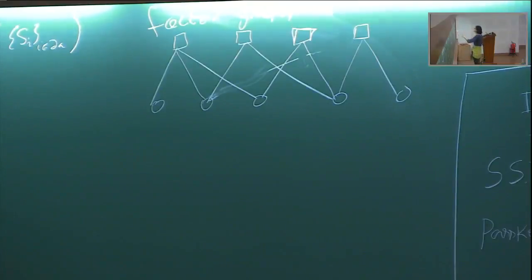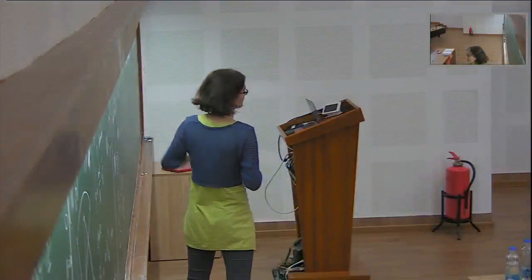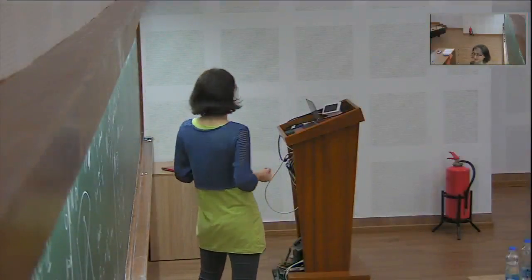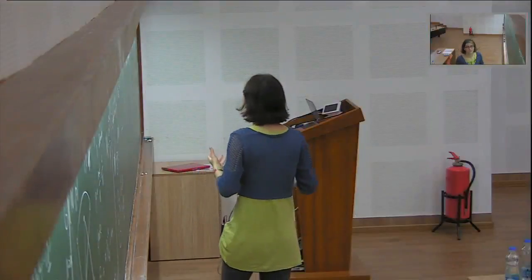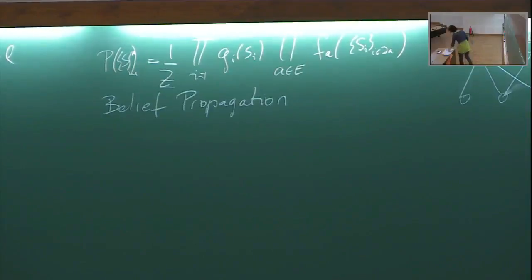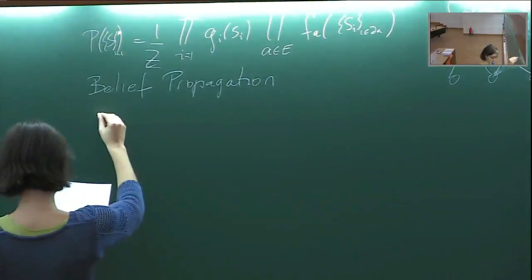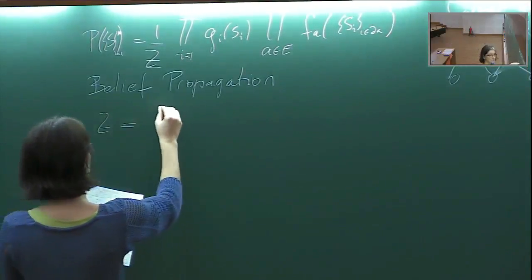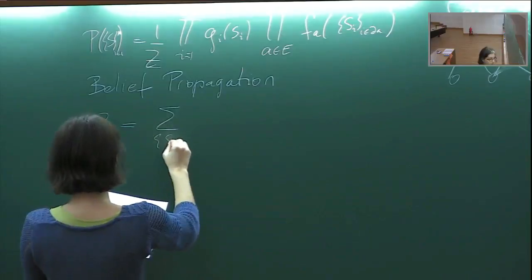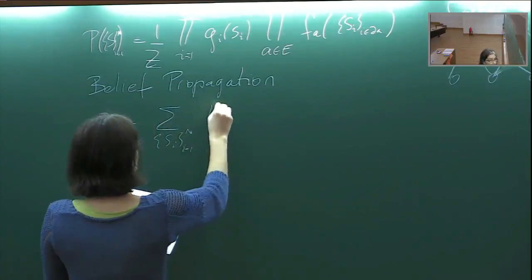Belief propagation is an exact method on trees to compute this partition function. Okay, so trees. Let me do this drawing. Right, so to compute the partition function, let me define the partition function just to be sure what we are talking about. That's just the sum over everybody of this.